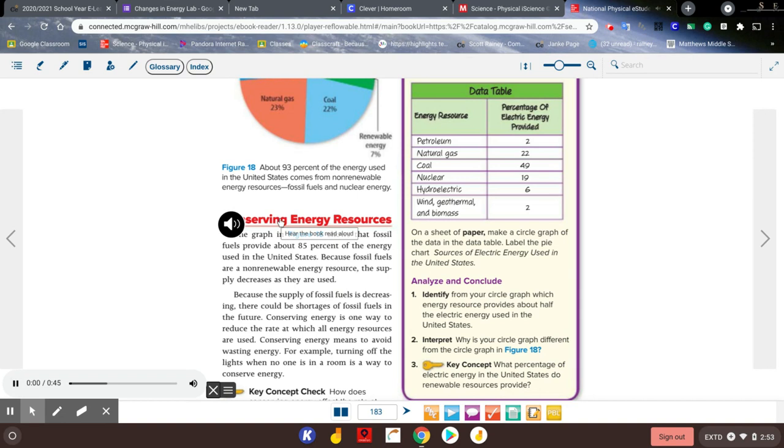Conserving energy resources. The graph in Figure 18 shows that fossil fuels provide about 85% of the energy used in the United States. Because fossil fuels are a non-renewable energy resource, the supply decreases as they are used. Because the supply of fossil fuels is decreasing, there could be shortages of fossil fuels in the future. Conserving energy is one way to reduce the rate at which all energy resources are used. Conserving energy means to avoid wasting energy.